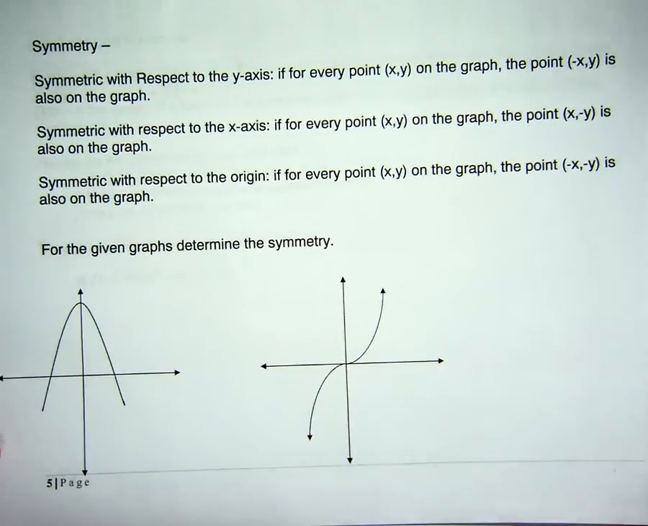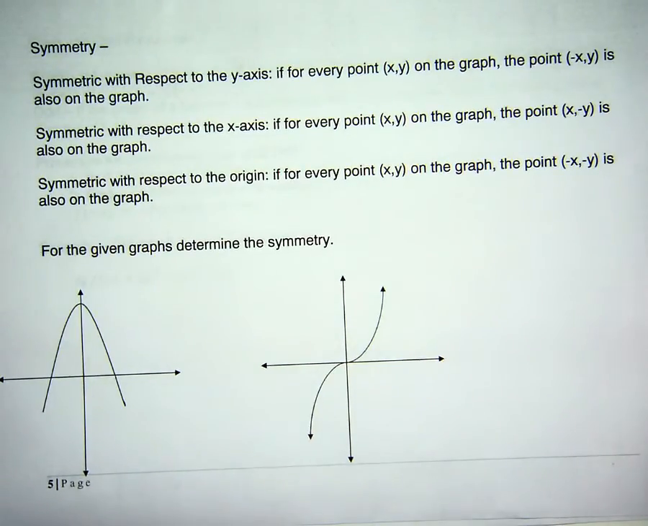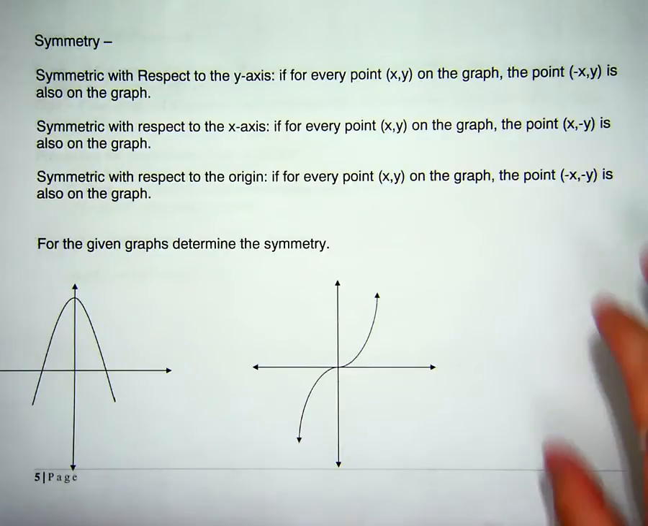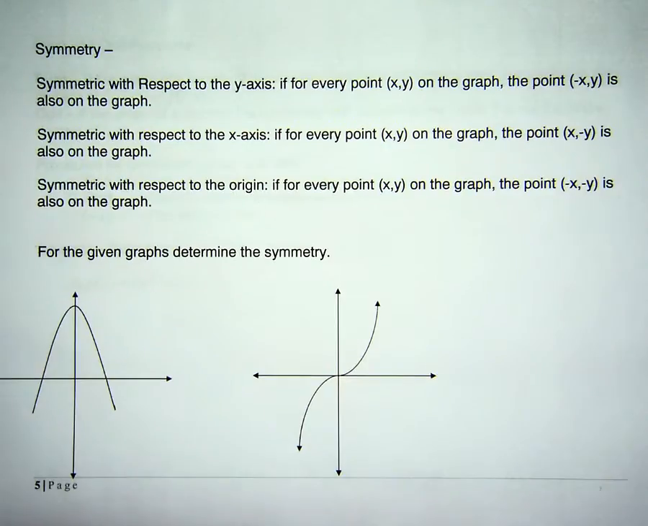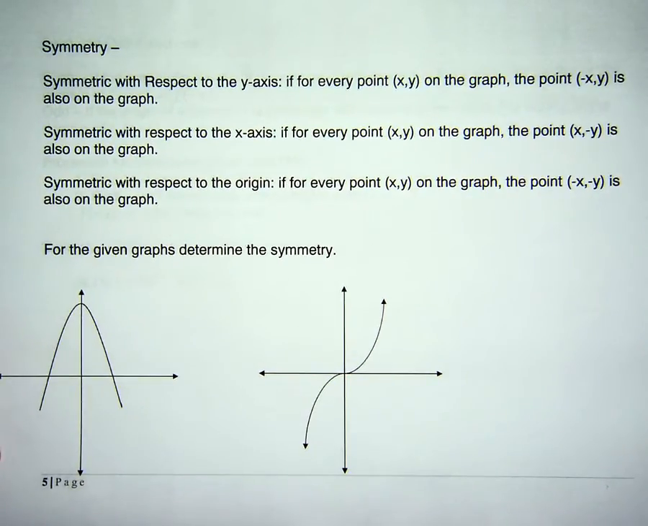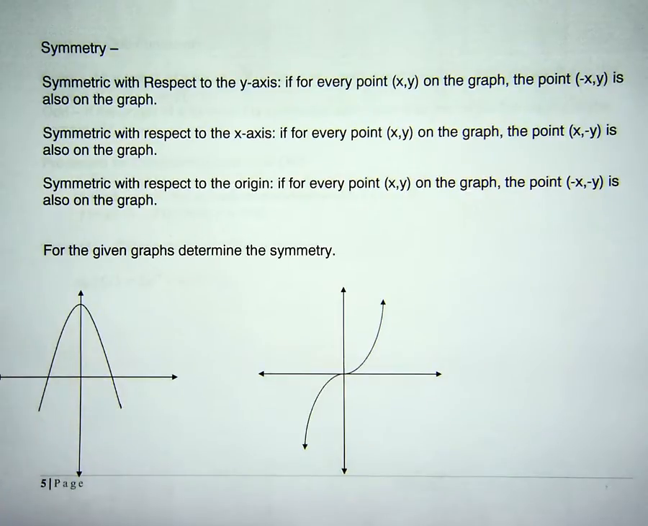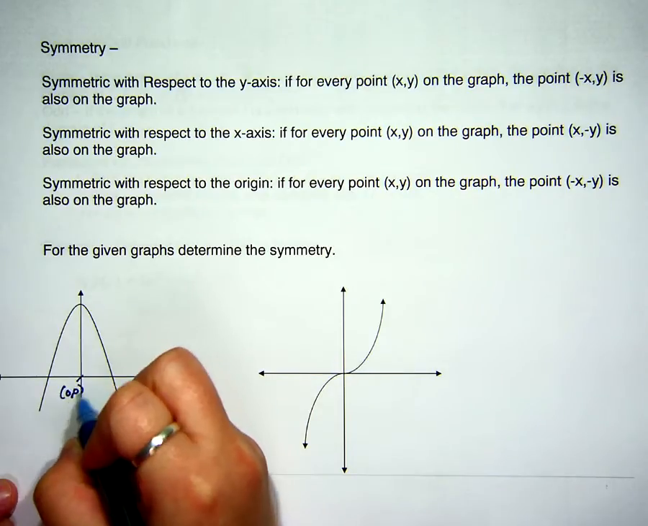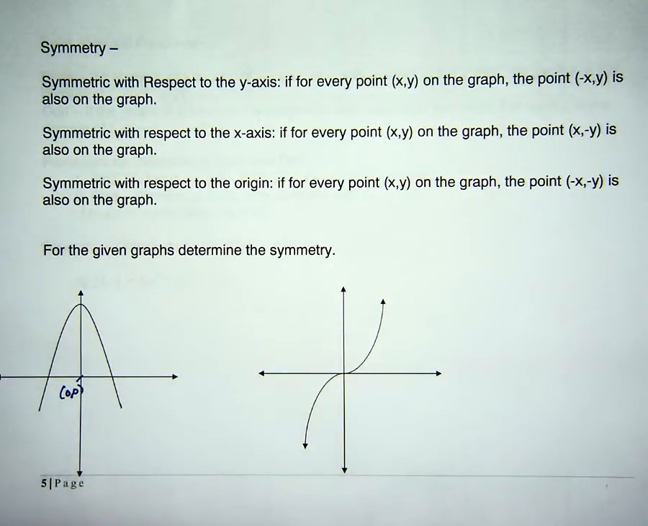Let's talk about symmetry. You have three types of symmetry. You can have symmetric with respect to the y-axis, which of course is your vertical. You can have symmetric with respect to the x-axis, which again is your horizontal. You can have symmetry with respect to the origin. Remember, the origin is the point where your x and y coordinates meet. And again, remember, the origin coordinates are (0, 0). So you can have origin symmetry as well.